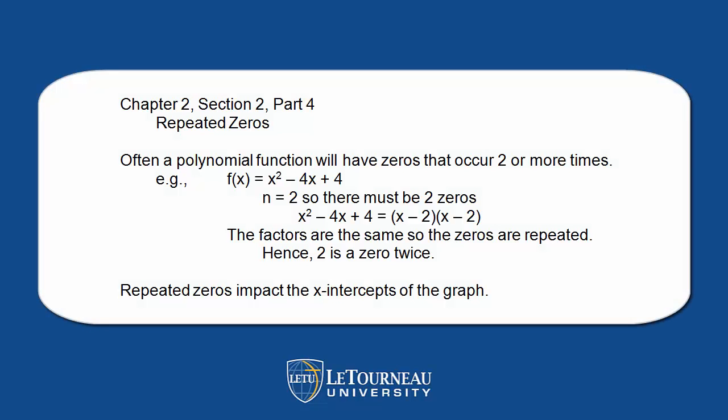All right, let's talk about repeated zeros. These are zeros that occur 2 or more times. You're very familiar with the perfect square idea. x squared minus 4x plus 4, n equals 2, so there must be 2 zeros. So there is a zero twice.